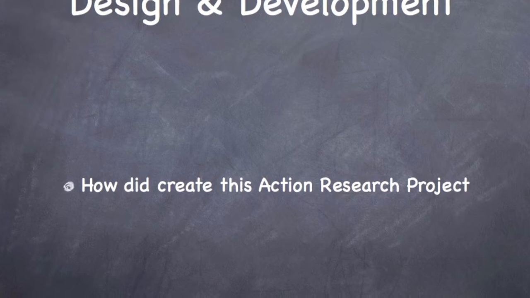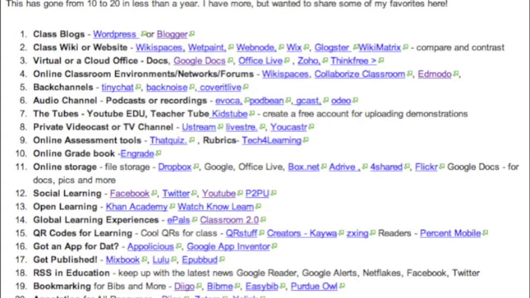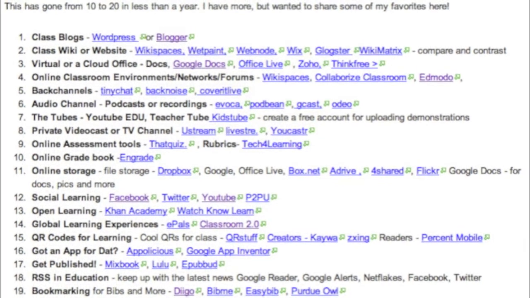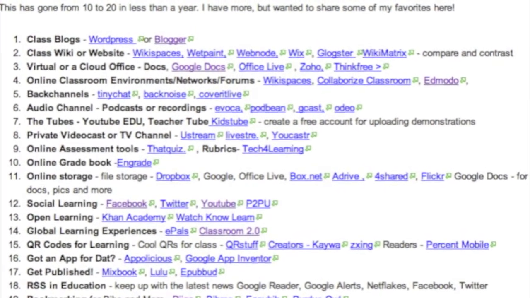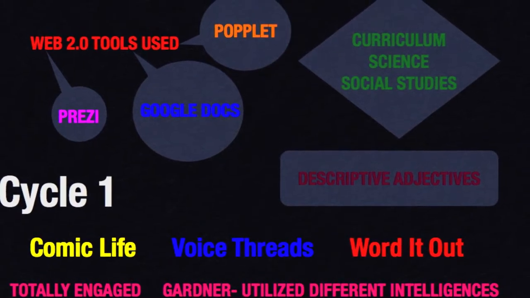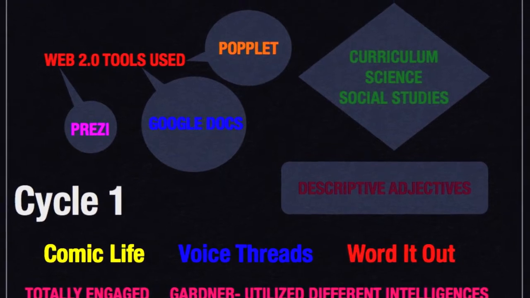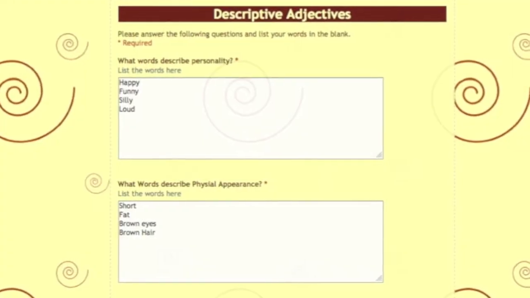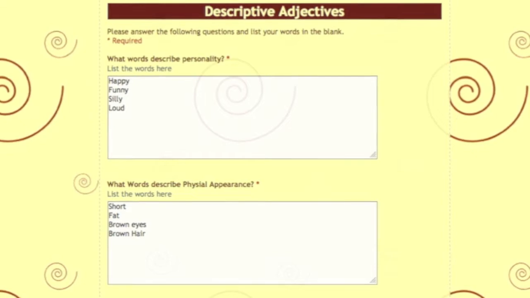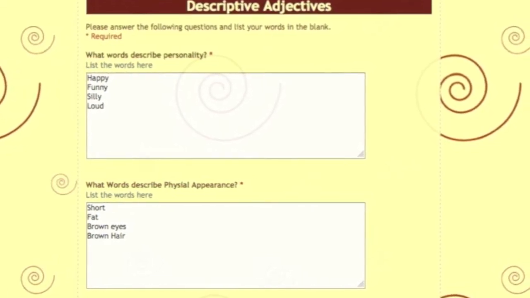Well, during the design and development stage, I learned about Web 2.0 tools and the Google Suite during these months in the EMDT program. I went through them and decided on which ones I was going to use. I had to choose ones that my students could adapt to. So Poplet, Comic Life, Google Docs, and VoiceThreads were chosen. The idea was to teach my students how to use them using general curriculum material, in this case descriptive adjectives.